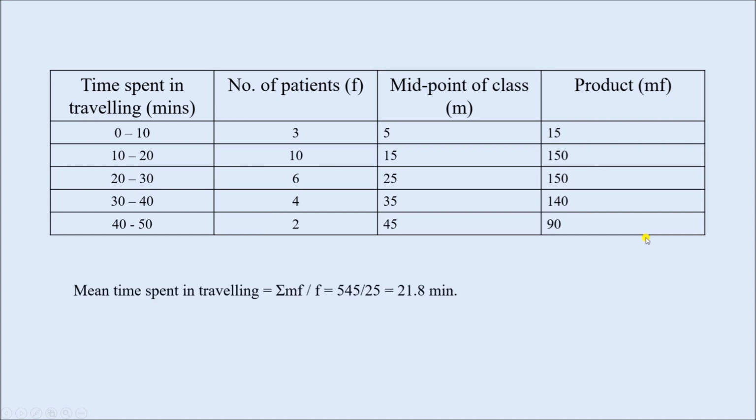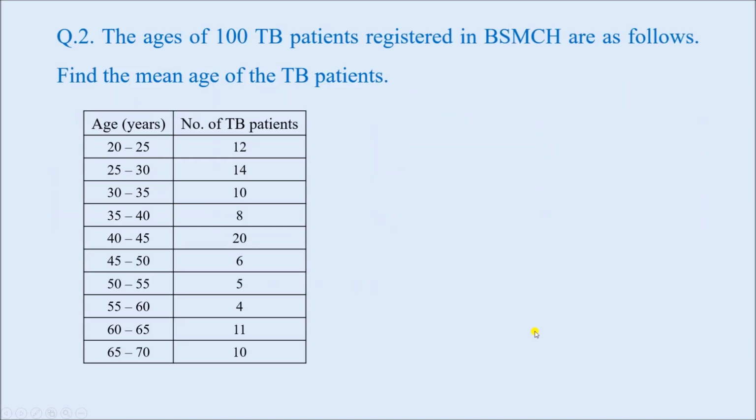In the final step, what we shall do, we can calculate the mean time spent in traveling by summation of the product MF. This is the sum of values MF. We have to take the summation, divide it by the total number of patients or F. So if we add them up, we shall get a value of 545, and there are 25 patients in total. If we add them up, we will get 25. So 545 by 25 is 21.8. So that is the mean time spent by a patient who attended the urology department in traveling. So this is the first example. We shall continue with the second example.